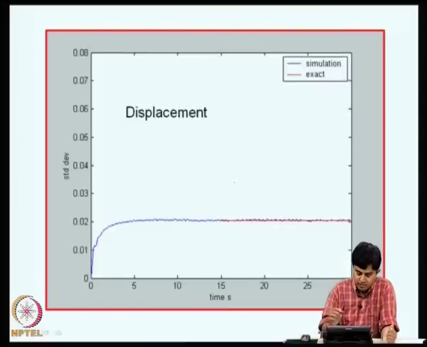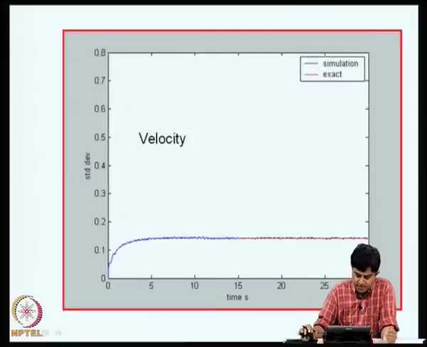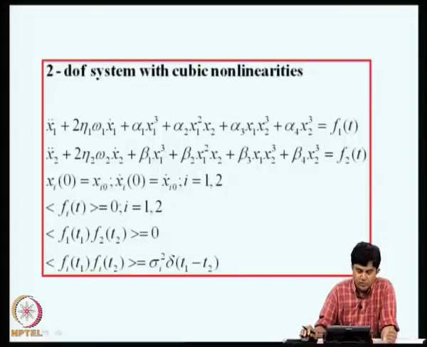Now, again, since the steady state solution is exactly obtainable, we can compare the estimate from simulations with the exact solutions. The exact solution is the red line, the blue line is the simulation. This is the response displacement standard deviation versus time history. Here is the similar time history for velocity response, and again the match between simulation and theory is acceptable. So, we can continue with this.